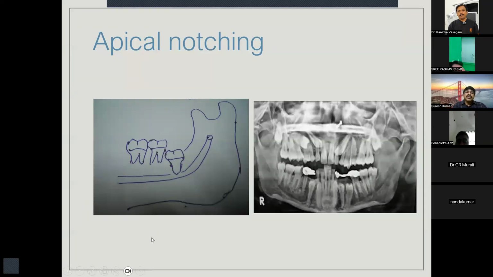So to avoid injury to the nerve in this situation also, if you remove more bone around the tooth and give gentle pressure to elevate it, then probably we can avoid injury to the inferior alveolar nerve.